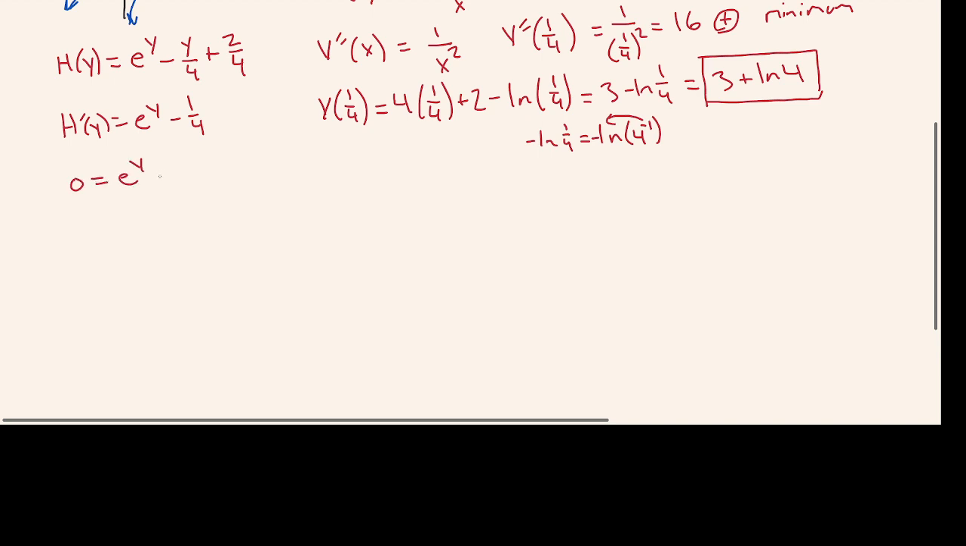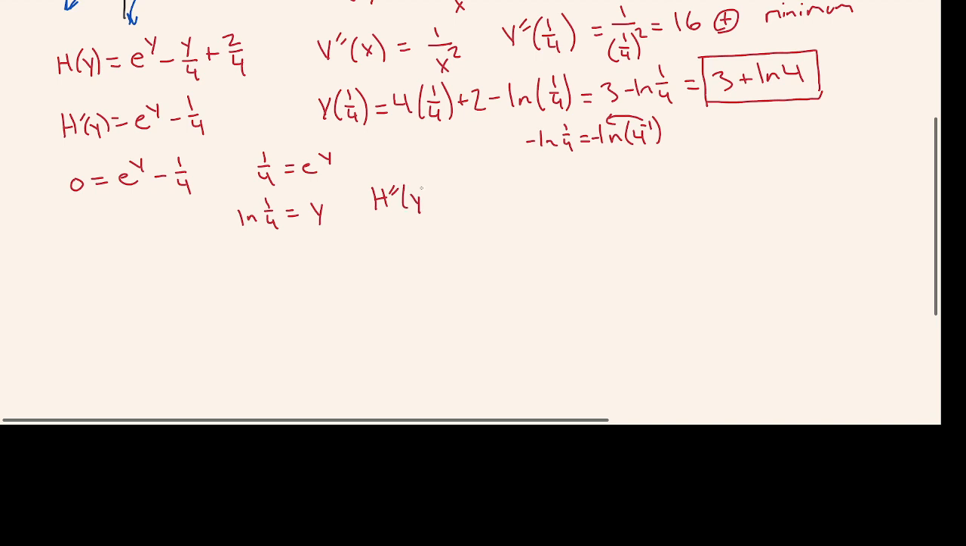0 is equal to e to the power of y minus 1/4. Adding 1/4 to both sides, we get 1/4 is equal to e to the y. Taking the natural log of both sides, we get the natural log of 1 over 4 is equal to y, because the natural log and e cancel each other out. So if h of y has an extreme value, it must be where y equals the natural log of 1 over 4. So let's take the second derivative of h of y.